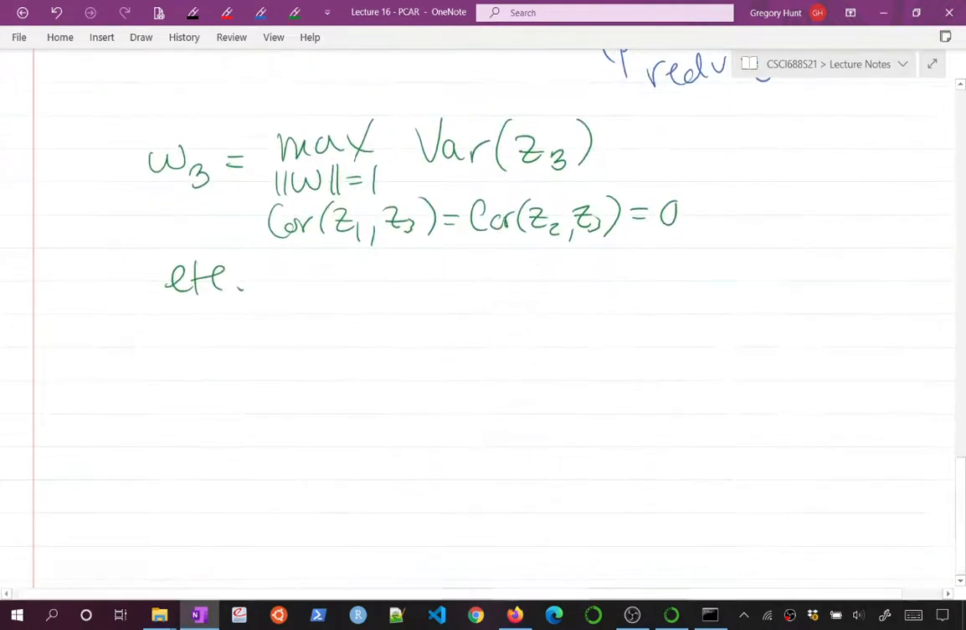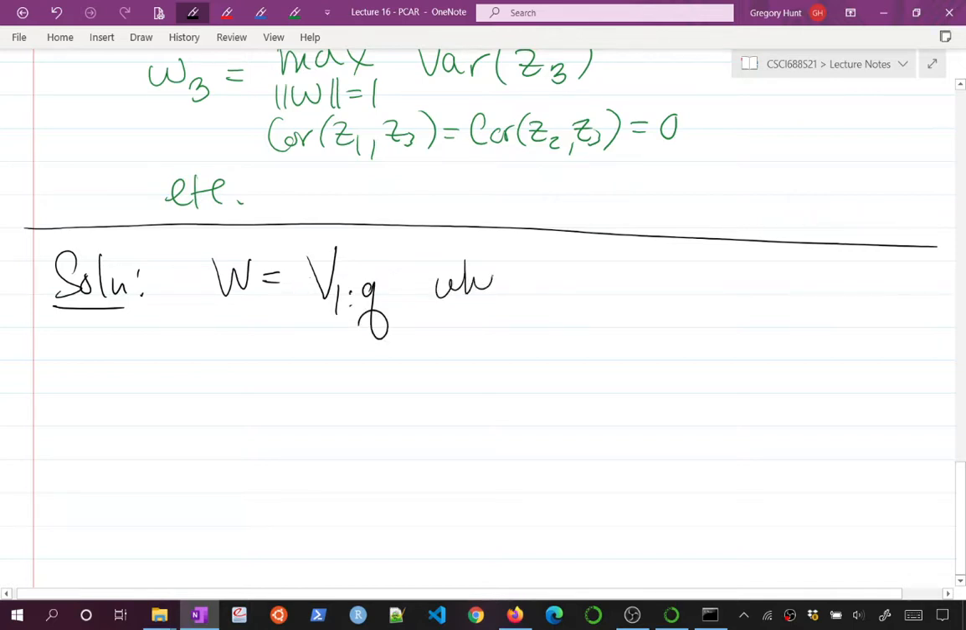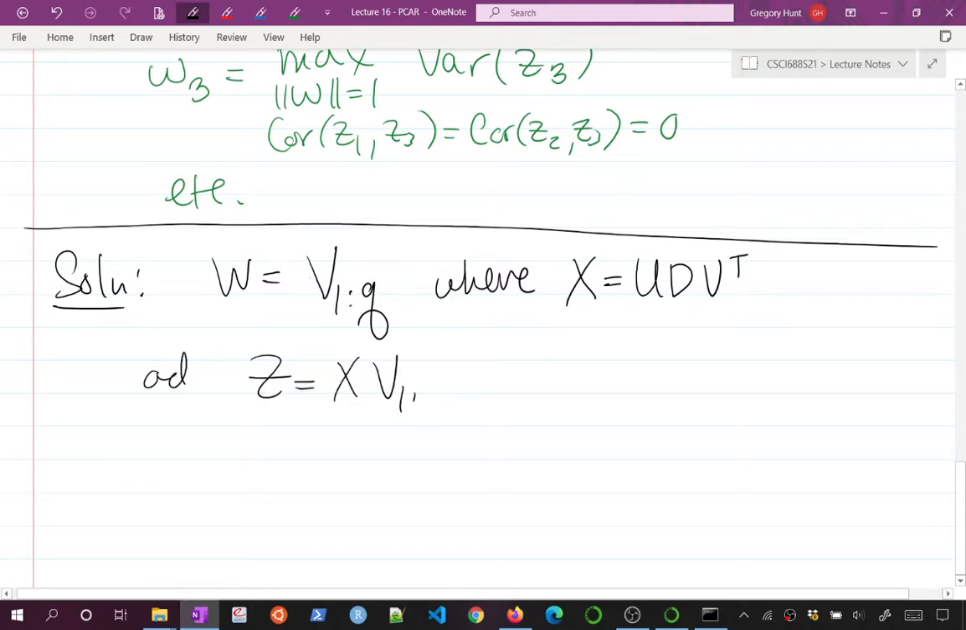We should note here that the solution to this whole thing was that W is the first Q columns of the V matrix of my SVD, where my data matrix has a singular value decomposition UDV transpose. So we just take this V matrix, we take the first Q columns, and our new Z matrix is going to be X times these first Q columns. And that's the whole game. In some ways, PCA is just a renaming of the singular value decomposition. I mean, that's basically what it is. And it just shows that this mathematical concept, the SVD, is really centrally important.